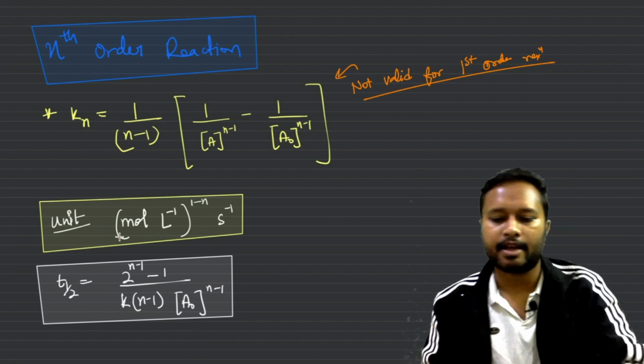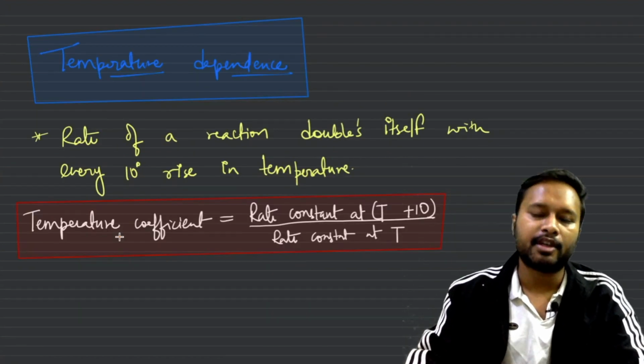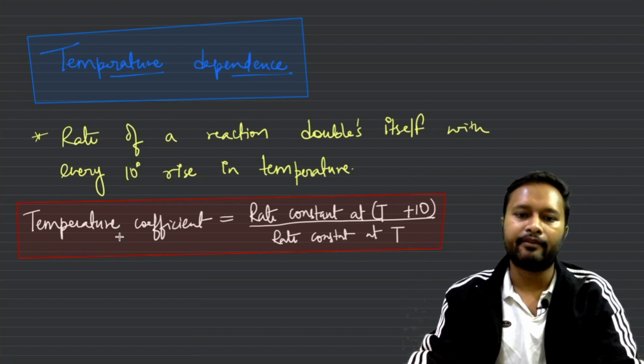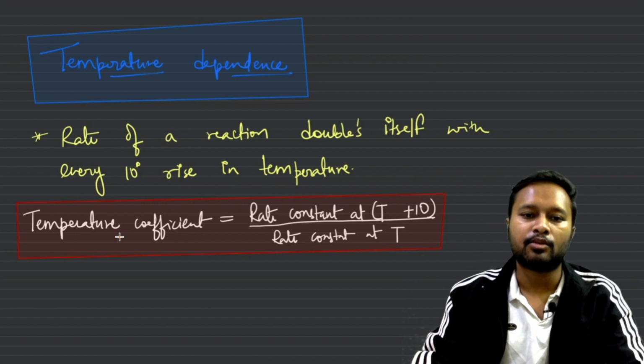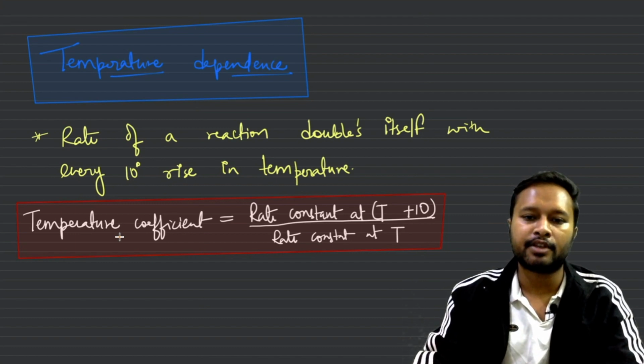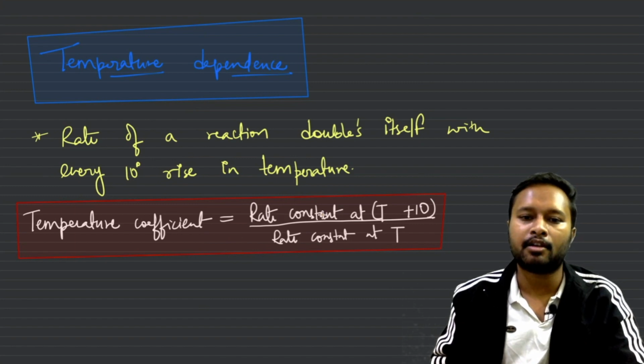Alright, the next thing is your temperature dependence. Generally it is seen that every reaction doubles itself after every 10-degree rise in temperature. From there itself, the temperature coefficient comes into play. The temperature coefficient of a reaction is given by the rate constant at T plus 10 degrees Celsius divided by the rate constant at T degree Celsius or T degree Kelvin.